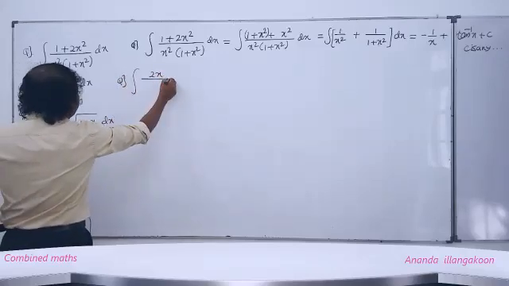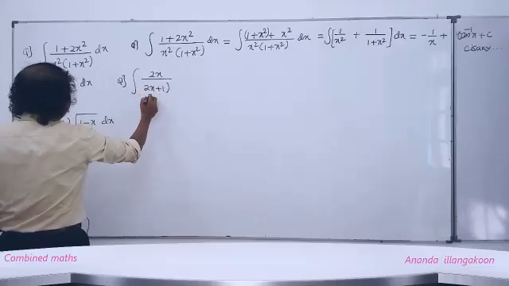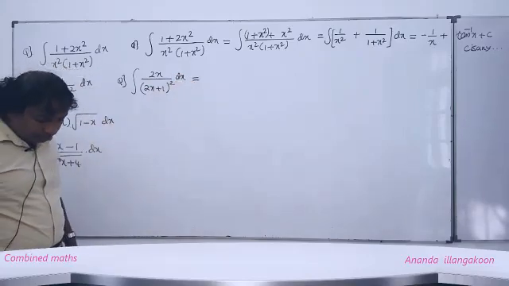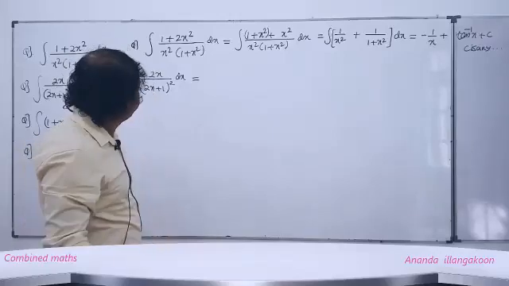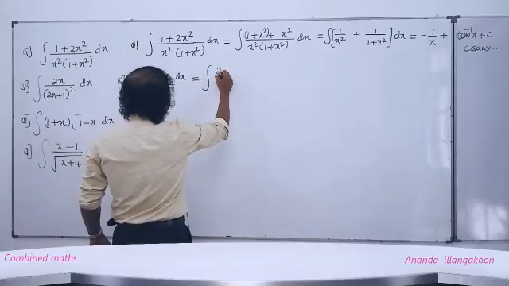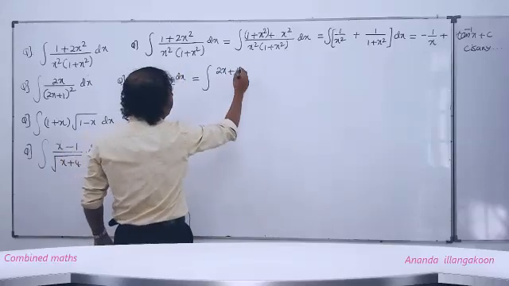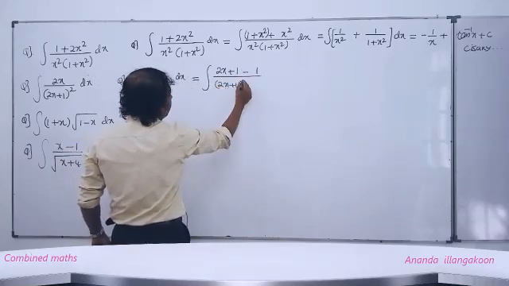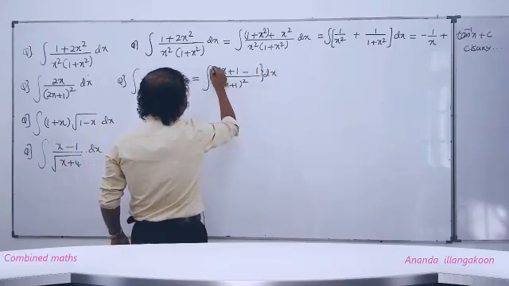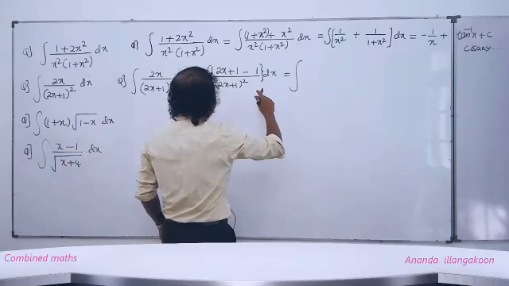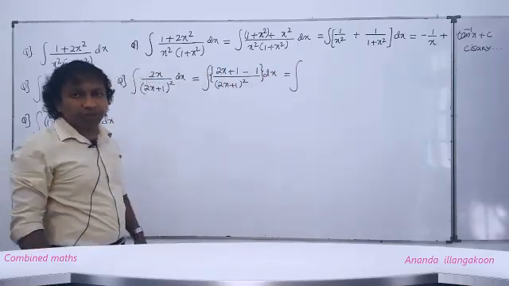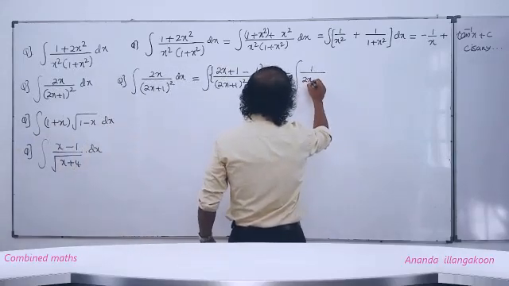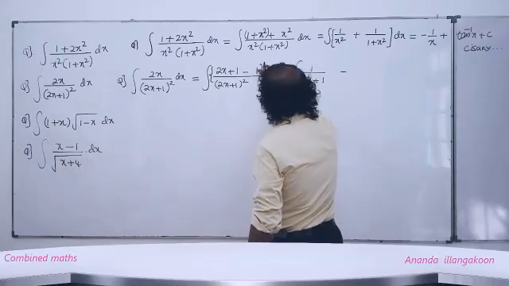Second one: 2x divided by (2x plus 1) perfect square, dx. Now here, how to do this? What I do is simple. First we add 1 to this numerator and subtract 1, and here we have (2x plus 1) squared, dx. Now this 2x plus 1 we divide by this 2x plus 1 perfect square. Then we get 2x plus 1 in the denominator, 1 upon 2x plus 1, minus this 1 divided by this.